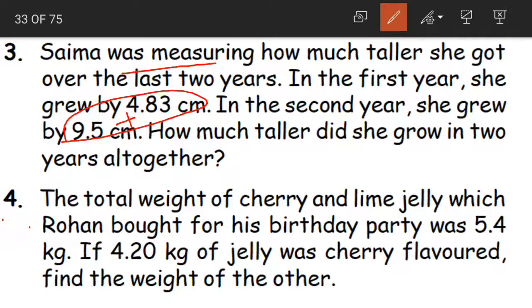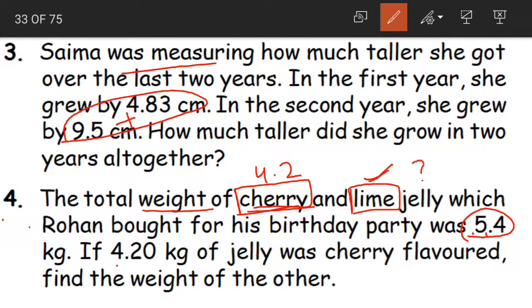Coming to question 4. The total weight of cherry and lime jelly which Rohan bought for his birthday party was 5.4 kgs. If 4.20 kgs of jelly was cherry flavored, find the weight of other. Now this 5.4 kg consists of both cherry and lime jelly. Now from this 5.4, we know that 4.2 kgs was cherry flavored. Now what is the weight of other? That is, what is the weight of lime jelly? We need to subtract these two.